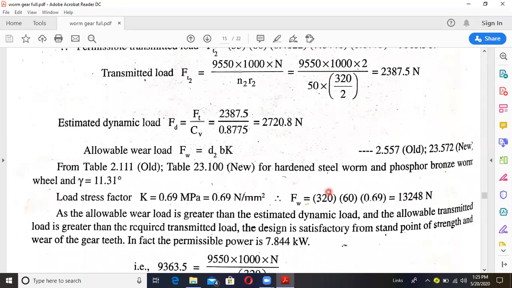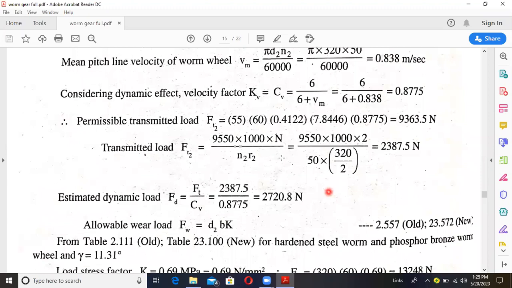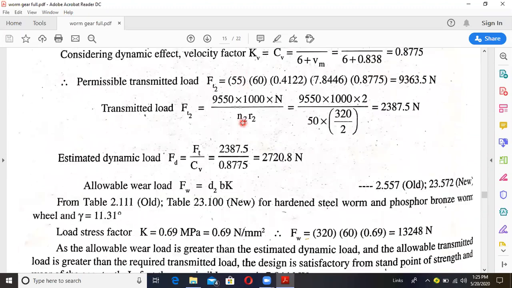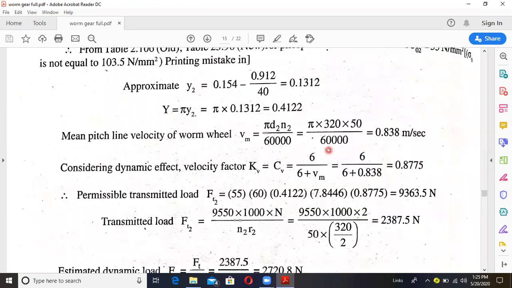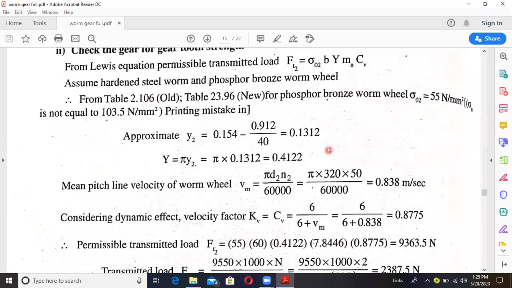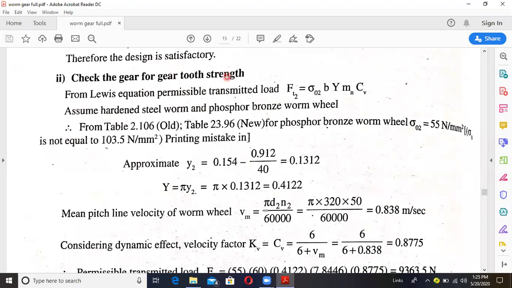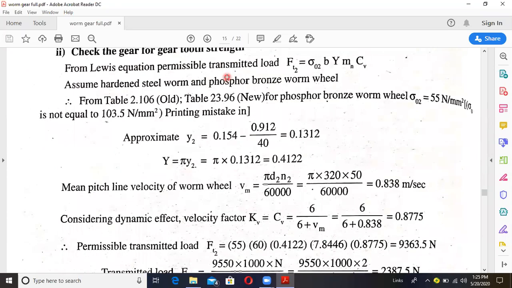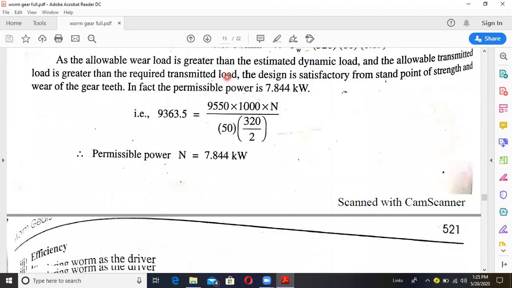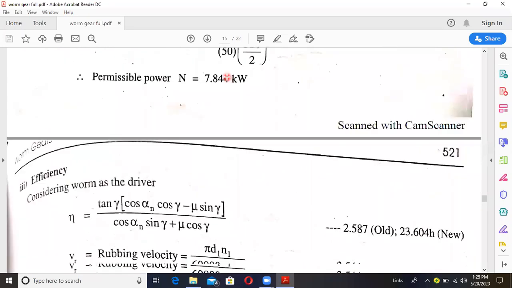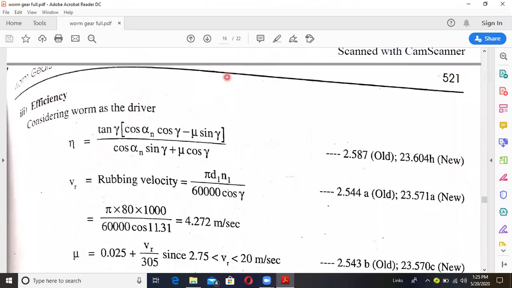So this is the way. This way we are going to calculate tangential load Ft2 based upon strength, and we are going to calculate dynamic load, and we are going to calculate the wear load. So this is the second step, checking for the gear strength. Any doubt in this second step? Any doubt here?